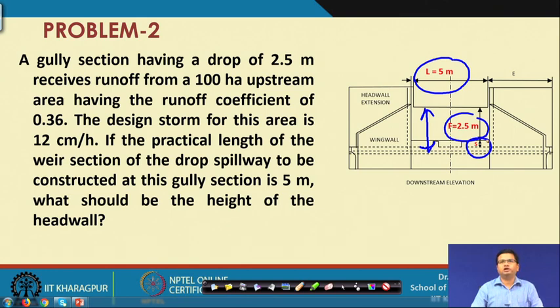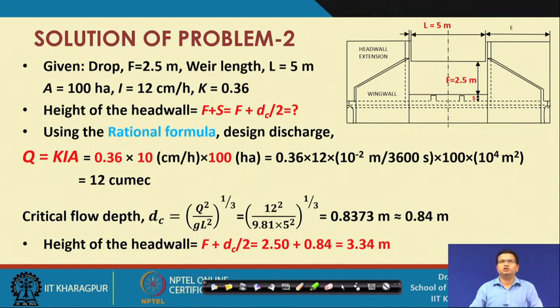You have already estimated the height of S in the previous question. In a similar way you can estimate the height of end sill, that is S equal to Dc by 2, the critical depth of flow divided by 2. So, for this, the first step is to compute the design Q value. Now, we will estimate the design Q value by using the rational formula. You can see here the given value of drop is 2.5 meter, weir length is 5 meter, area of catchment is 100 hectare, design intensity of rainfall is 12 centimeter per hour and runoff coefficient of the catchment is 0.36.